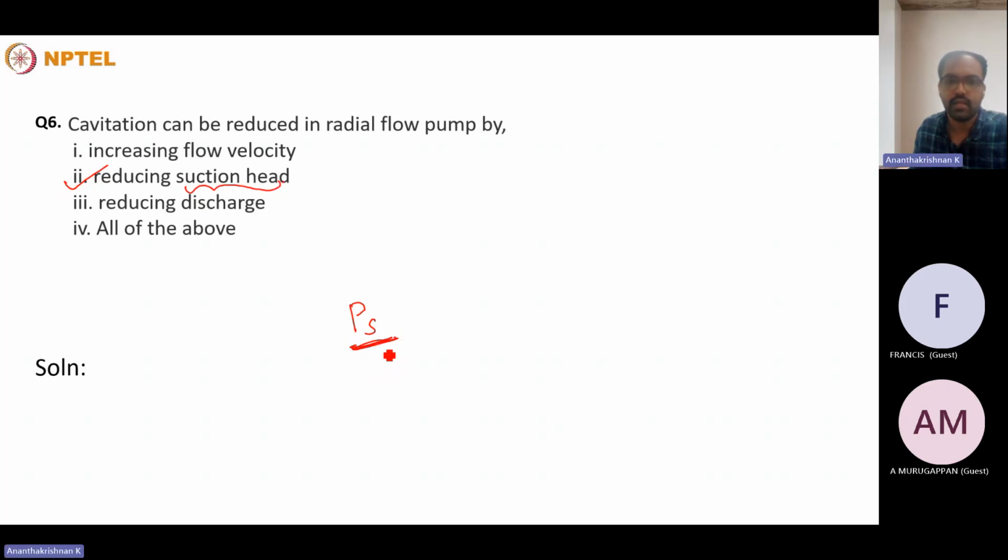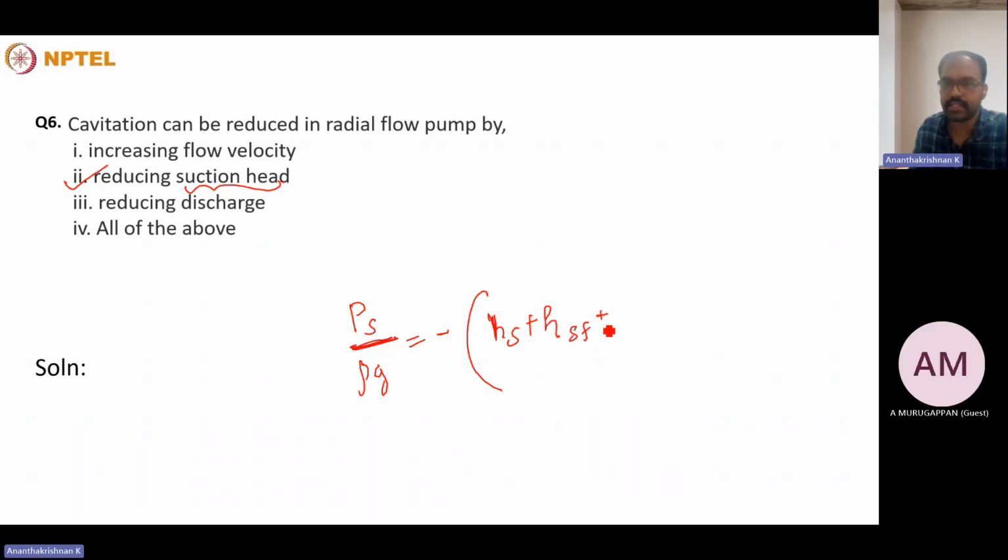So the gauge pressure is given as Ps divided by rho g, equal to minus of the suction static head plus the friction head in the suction side plus the velocity part. So if we can reduce the magnitude of this quantity, the actual pressure P at the eye will be sufficiently higher than the vapor pressure of the liquid at that particular temperature.